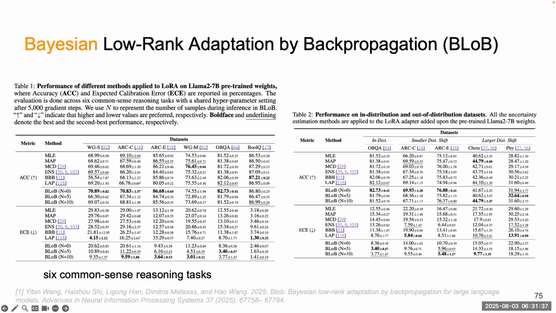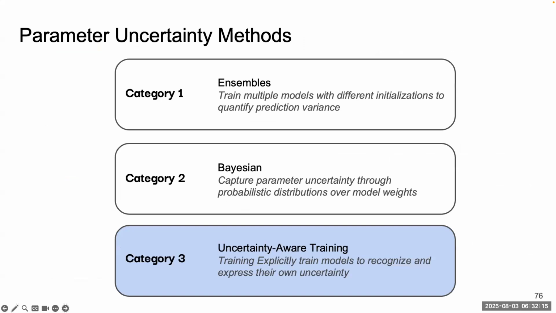They also found that their method performs better on out of distribution samples. Here, out of distribution means they train on one data set, which is OBQA, and then test on a smaller distribution shift, where there's similar context, but also a larger distribution shift data set, which is the chemistry and physics data. It's much more specialized, and they found their model is better when the larger distribution shift happens, right?